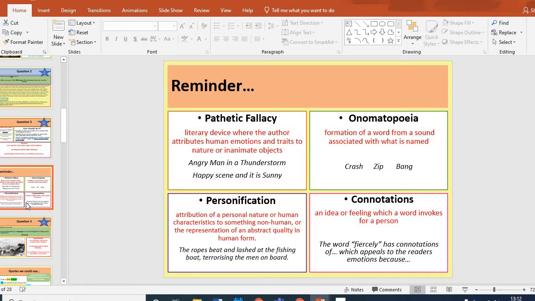What would you say fiercely has connotations of? So I would say fierce has connotations of violence, maybe anger, unpredictability. It could be that it has connotations of an animal, such as a lion, or a big brown grizzly bear. And that would then appeal to the reader's emotions because it would maybe demonstrate a character's actions, or enable the reader to create a more vivid image of what is happening in the story or the piece of writing at the time.